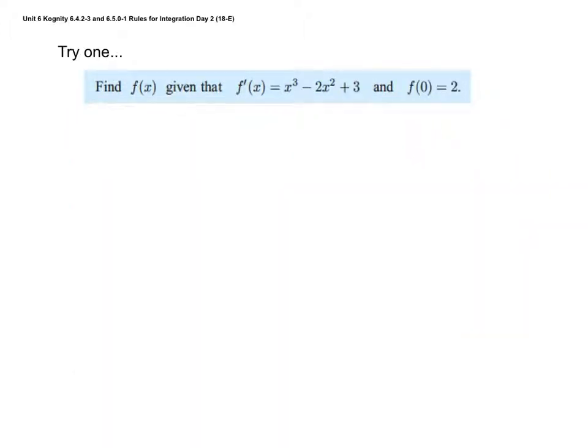This is just a one-stepper. I gave you the first derivative. Find f of x if f prime of x is x cubed minus 2x squared plus 3, and it goes through f of 0 equals 2. Okay, so what'd you guys do?